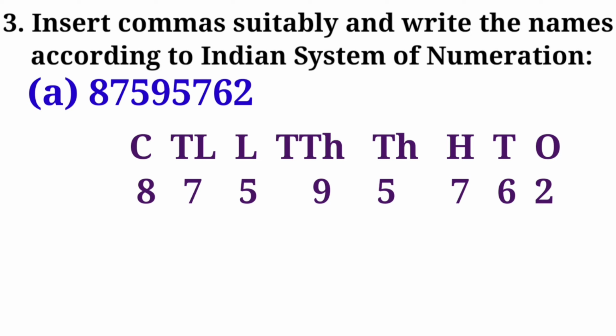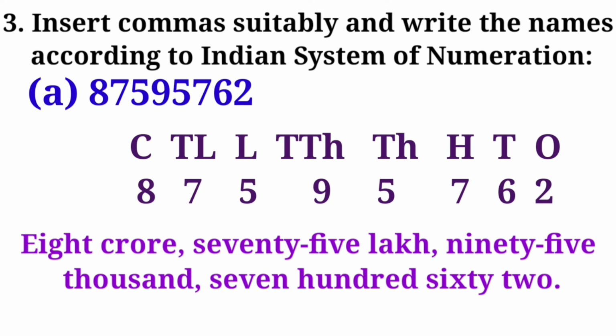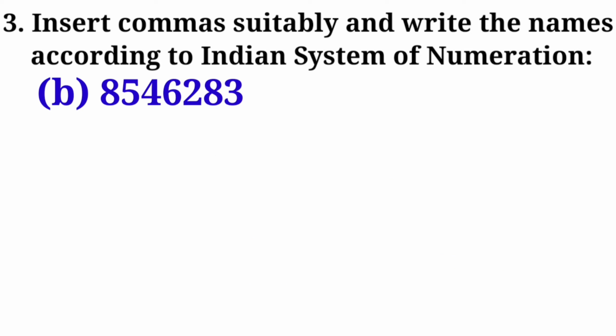So 2 comes in ones place, 6 in tens place, 7 in hundred place, 5 in thousand place, 9 in 10,000 place, 5 in lakh place, 7 in 10 lakh place, and 8 in crore place. Now reading the number, it is 8 crore, then 75 lakh 95,762. Then you will write this in words. Now the first comma will come before 3 digits, the second comma before 2 digits, and the third before 2 digits. Now in B part the number is given.